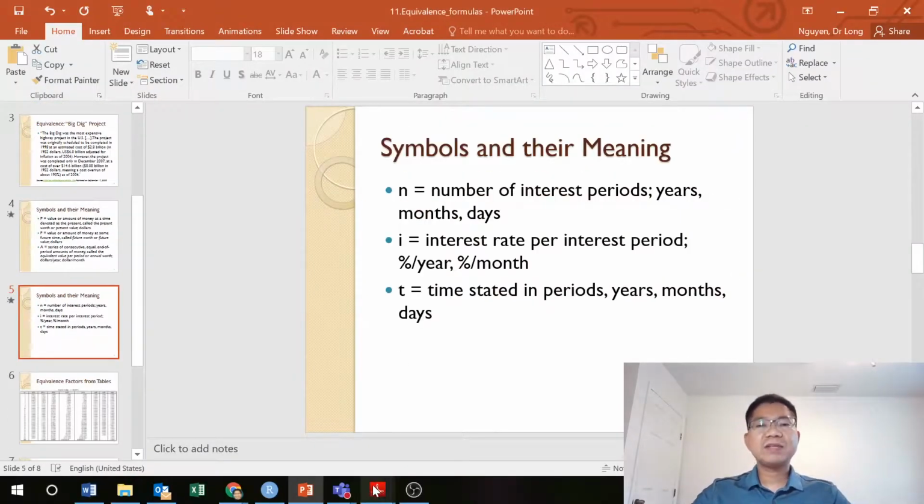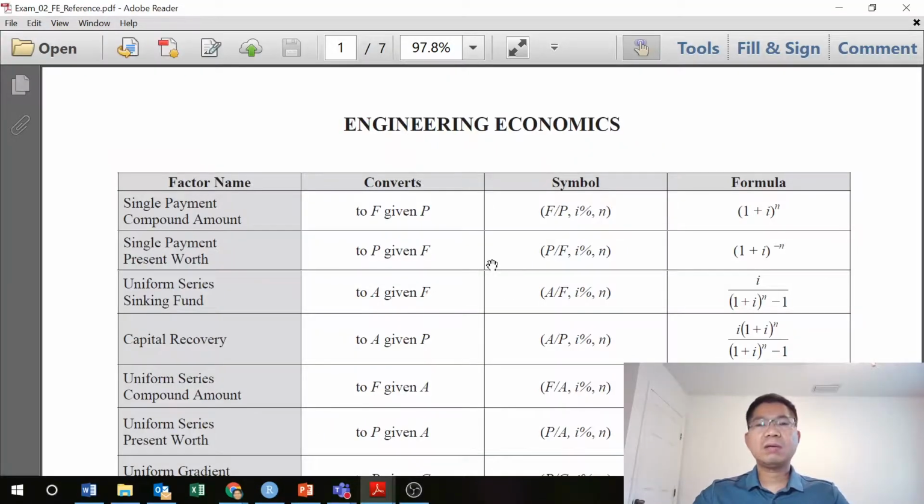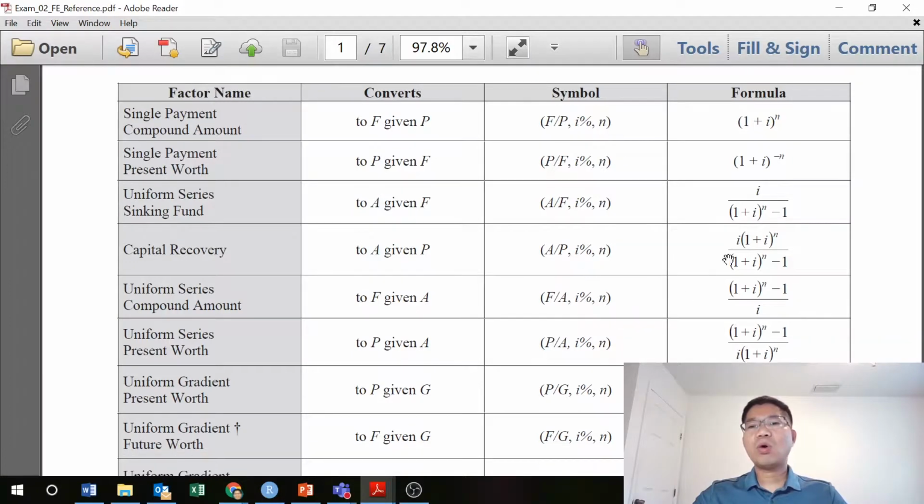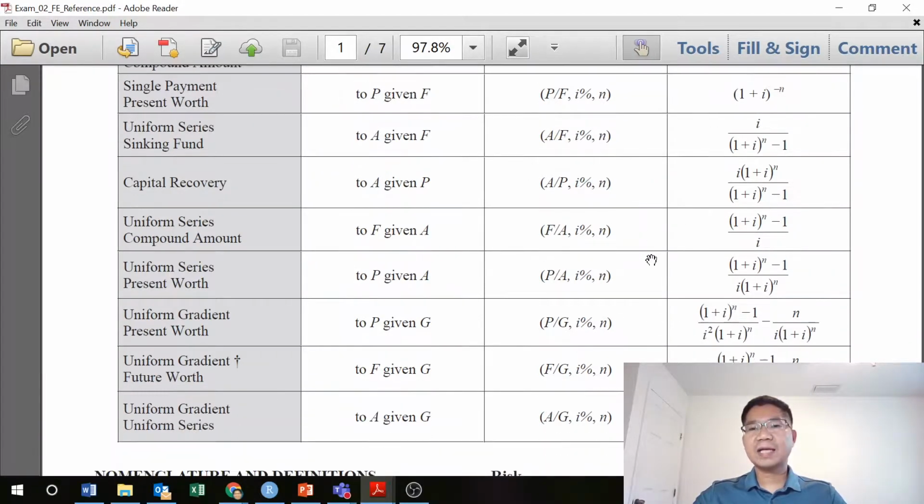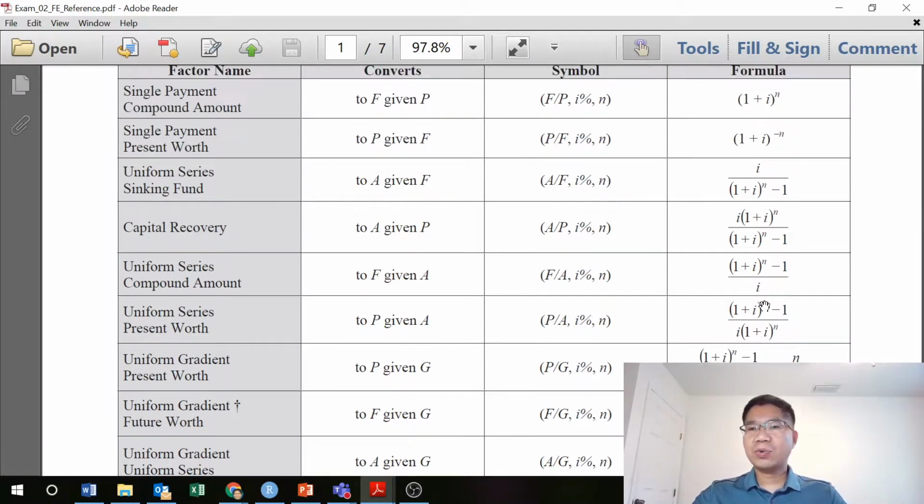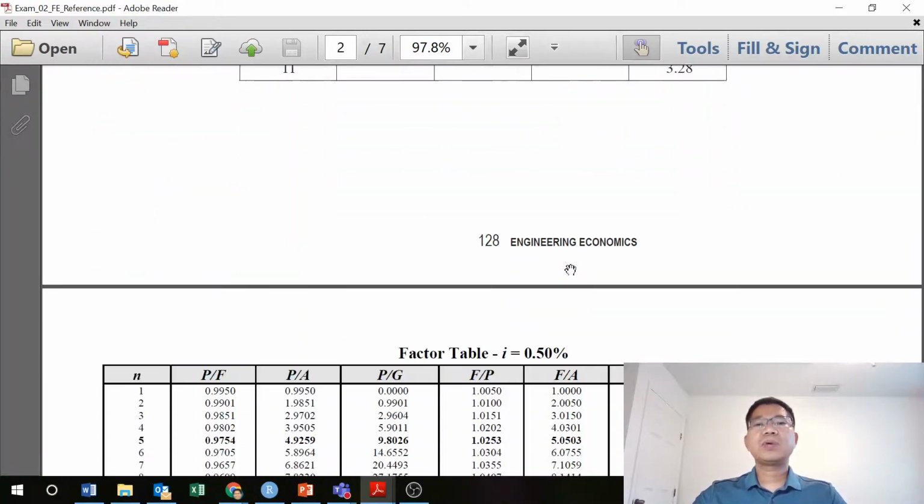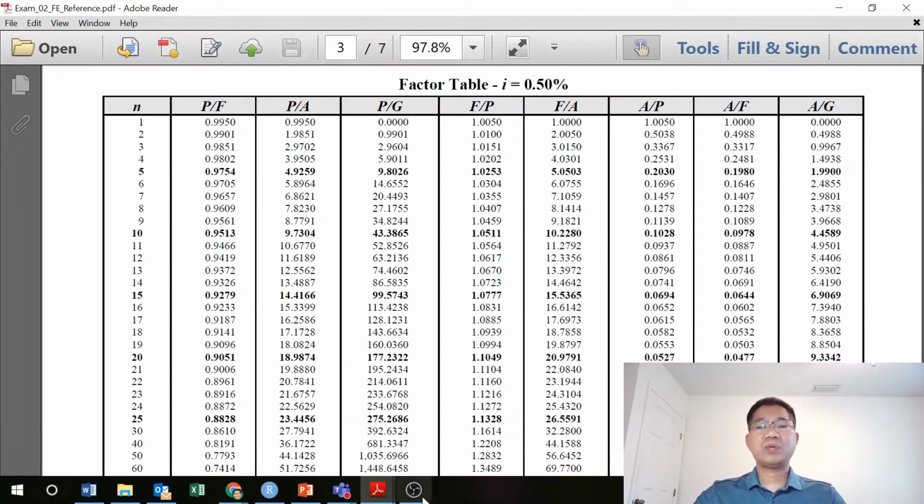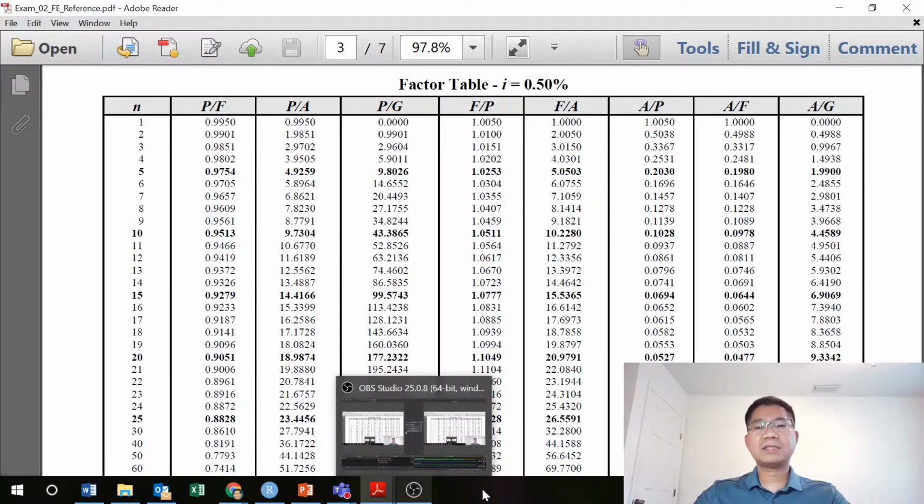And then for the reference today, we again use the Exam 2 reference. We have equations, and we will go over all of these equations in today's class. You can use the equation directly, or you can use the table with different interest rates, and we will walk through that for today's lesson when you watch the next lesson videos. Okay.